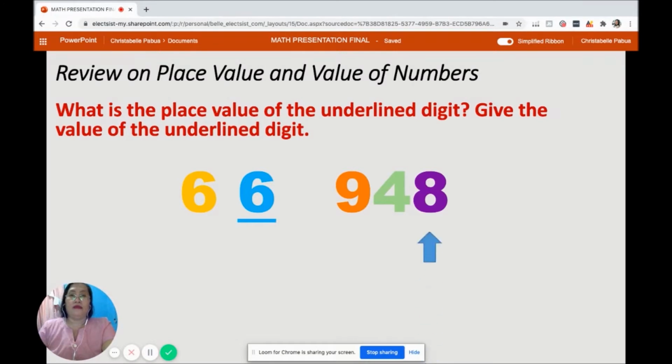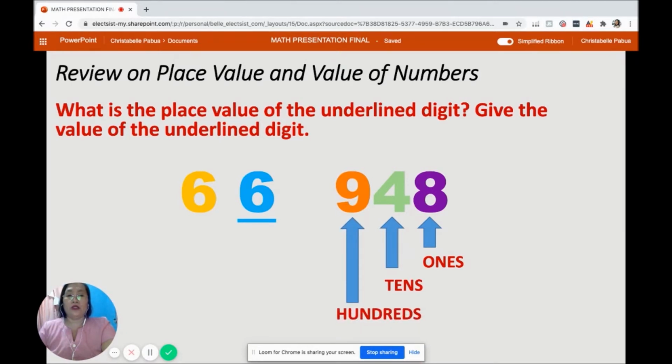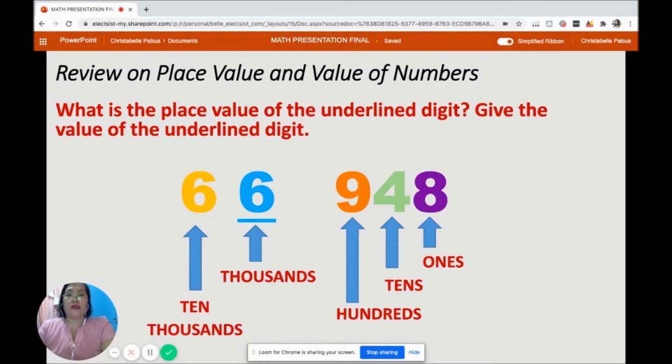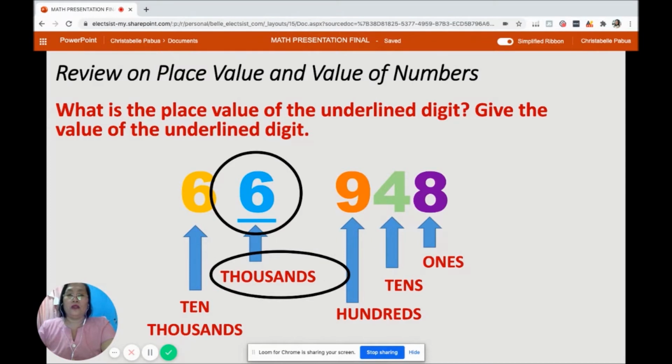66,948. 8 in the ones place value, 4 in the tens place value, 9 in the hundreds place value. 6, which is the underlined digit, is in the thousands place value, and 6 is in the 10,000s place value. The underlined digit is 6, which is found in the thousands place value. So the place value of the underlined digit is thousands.